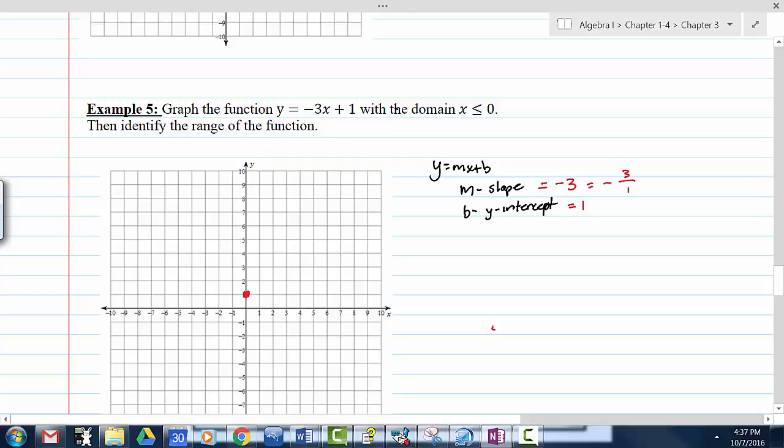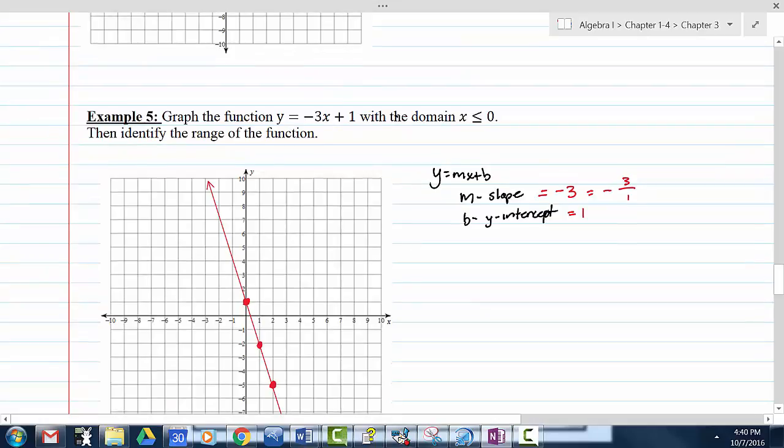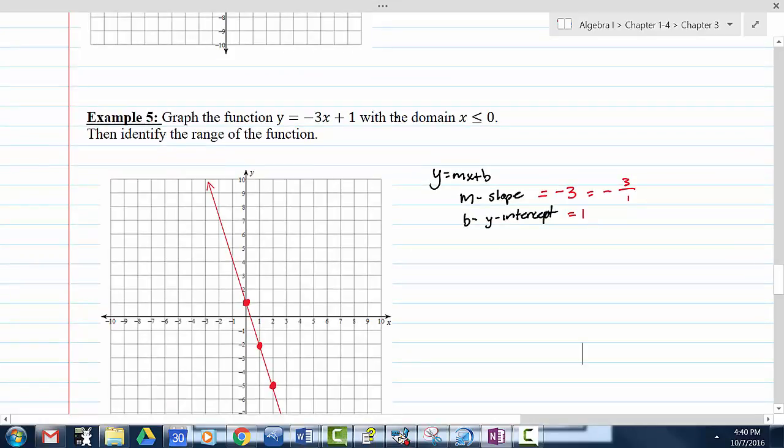So I'm going down 3, 1, 2, 3, over 1. That's one of my points. 1, 2, 3, over 1. That's another one of my points. So on and so forth, right? So now, see if I can draw a line to connect all those points together. Now notice, once I draw that line, remember what my domain is.